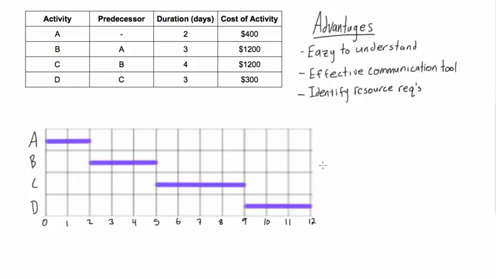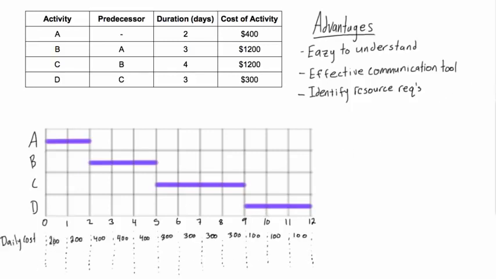Now, something that they're also really good at is the ability to identify resource requirements over time. For example, we have this cost of activity, and I mentioned, activity A costs $400 in total, so it would be $200 a day. Well, we can calculate then what the daily cost of our project would be, and then the cumulative cost, and we can just do that down here.